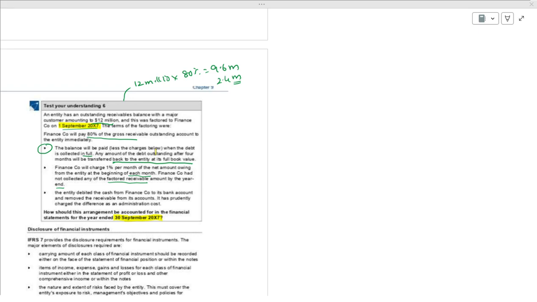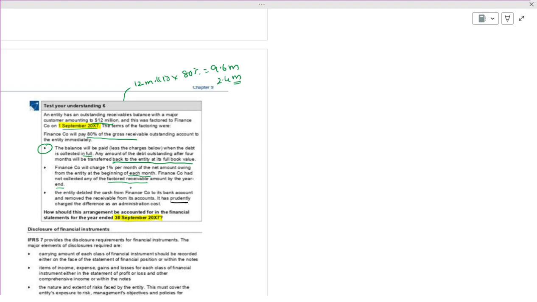No, it's okay. Okay, now what happens? The entity debited the cash from finance to its bank account and removed the receivables from the account. Receivables will be debit balance. Is it right? Now what happens? You have to remove the receivables and you are receiving the cash in the debit. It has prudently, cautiously charged the difference as an administration cost.